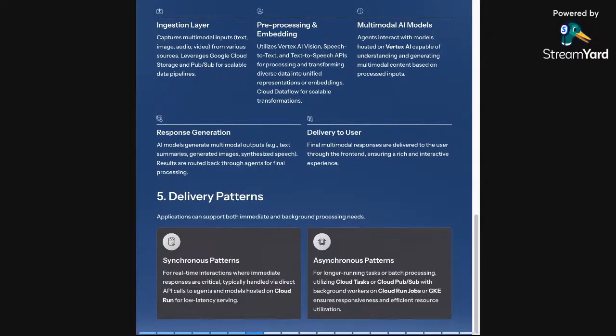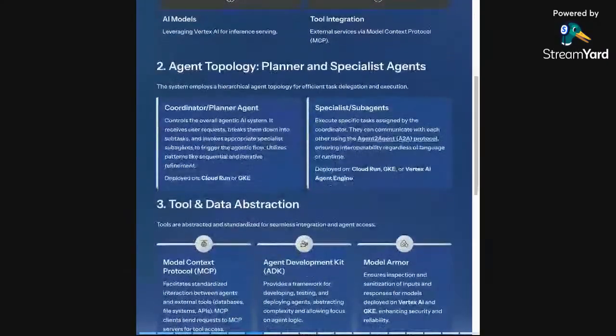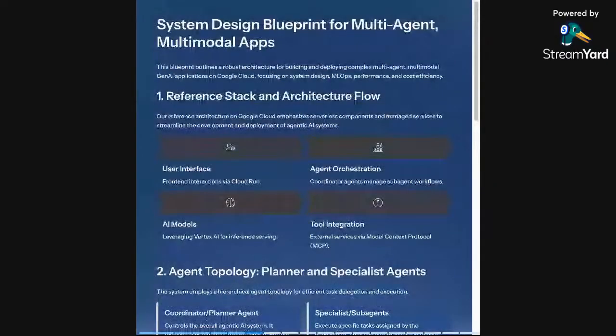The delivery patterns that we discussed can be synchronous or asynchronous. Through all of these things, we want to analyze this topology, tool data abstraction, and the stack that we are using. This blueprint conveys a robust architecture, so anytime we want to deploy and build complex multi-agent or multi-model GenAI applications on Google Cloud, we're going to focus on all of these things, including system design, MLOps, performance, and cost efficiency.